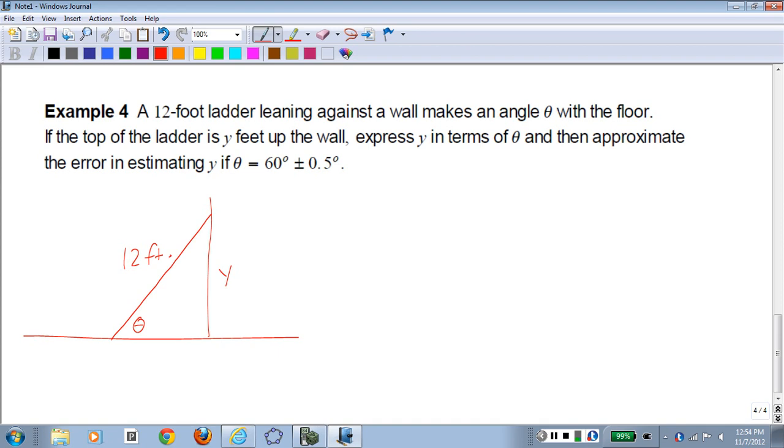Let's see, okay. So let's express y in terms of theta. Y is the length of the opposite side. 12 is the hypotenuse. So it looks like a job for sine theta. Sine theta equals side opposite divided by hypotenuse. So y equals 12 feet times sine theta.